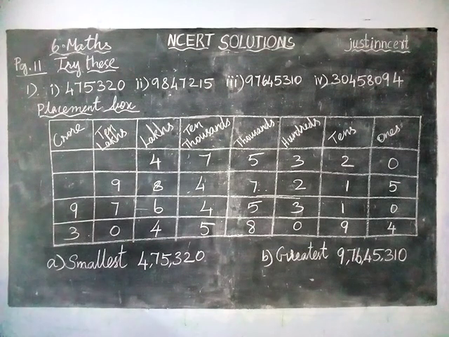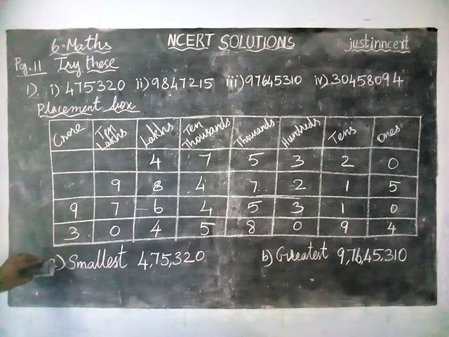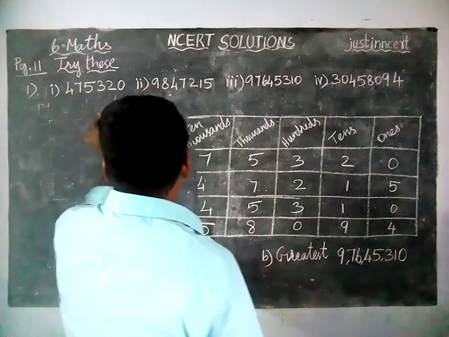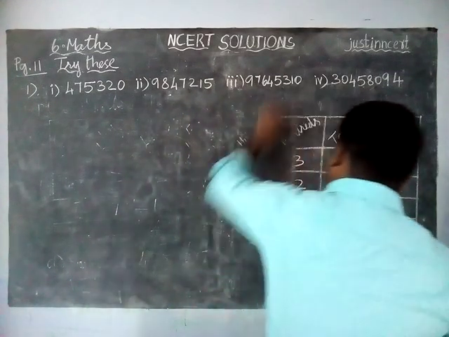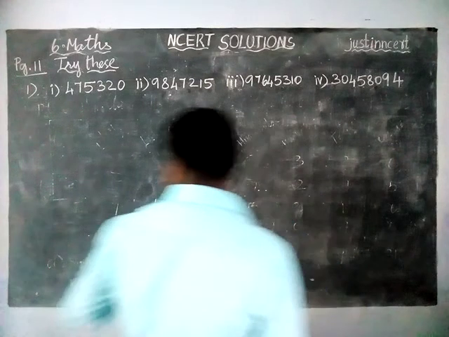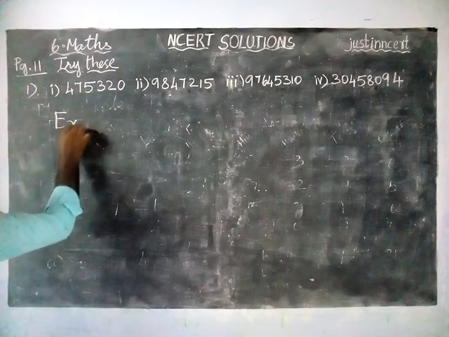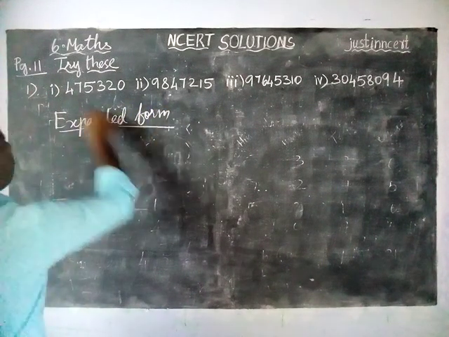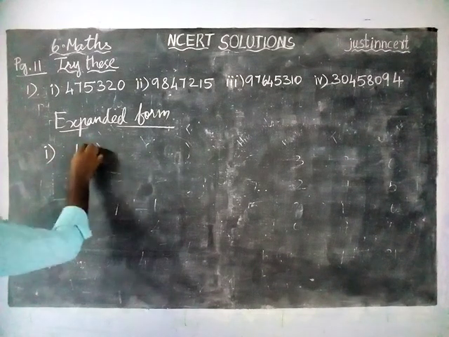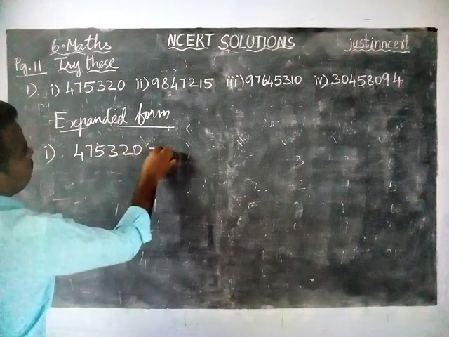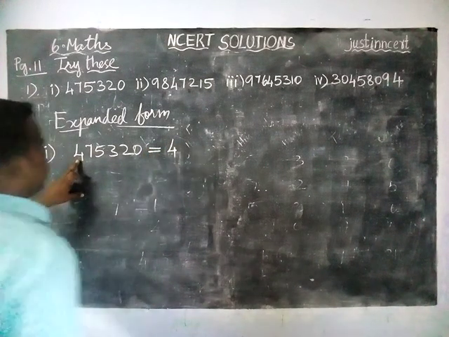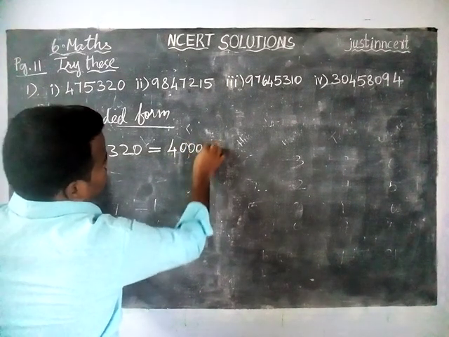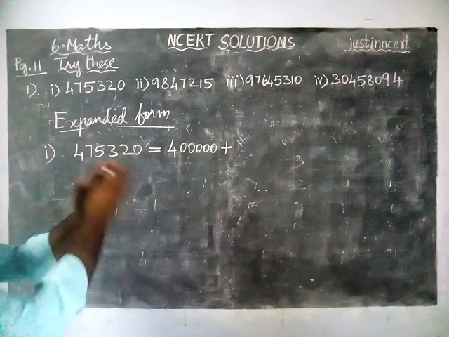Next, we have to write the expanded form for all these things. We will write that. The meaning of expanded form. First sum we are going to expand. Is equal to, listen, here how many digits are there? 1, 2, 3, 4, 5 digits. Plus, we are going to expand everything.